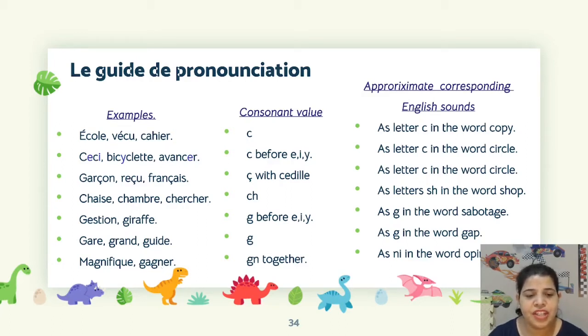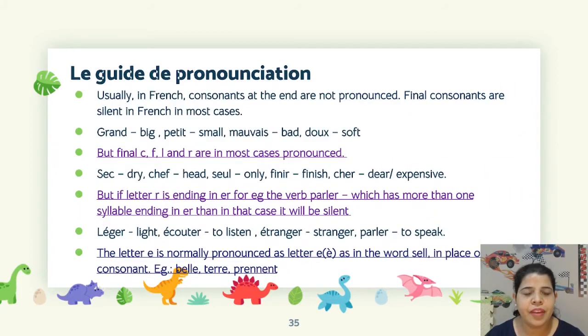So whenever G and N are seen together, they have to be pronounced as ni in the word opinion. Magnifique, gagne. Let's move further. Now there are some rules in French which I want to tell you.